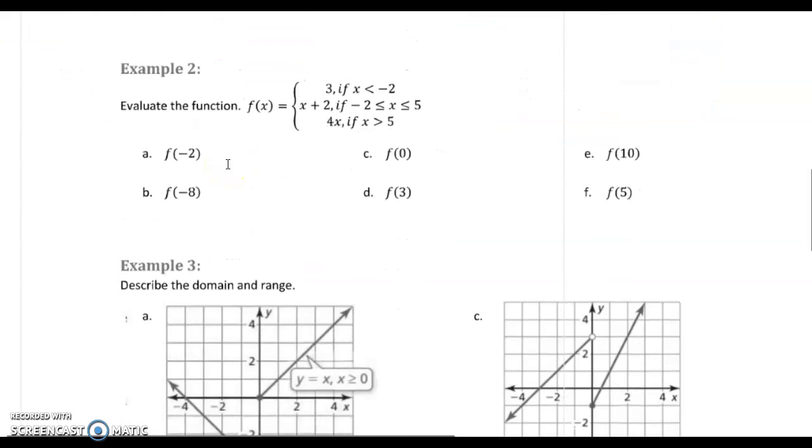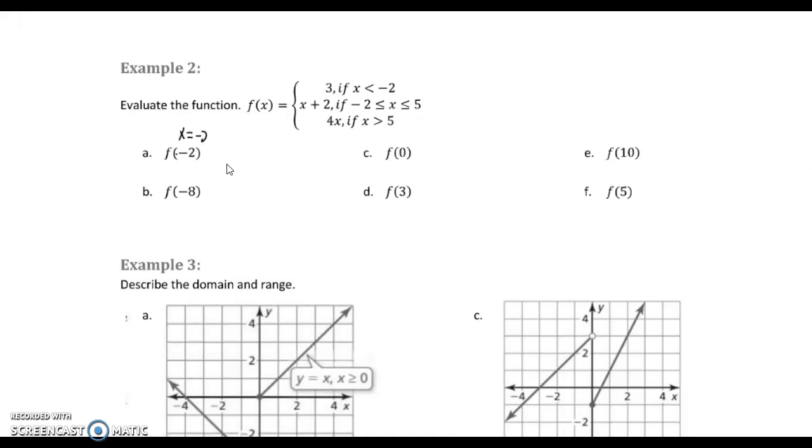Okay, let's try another one. Evaluate the function f of negative 2. This is the same as saying when x equals negative 2. If we have our functions over here, I'm going to call this function 1, function 2, and function 3. So the pieces of the function, there's 3 pieces. Which piece do we use when x equals negative 2? Well, we're going to use function 2.